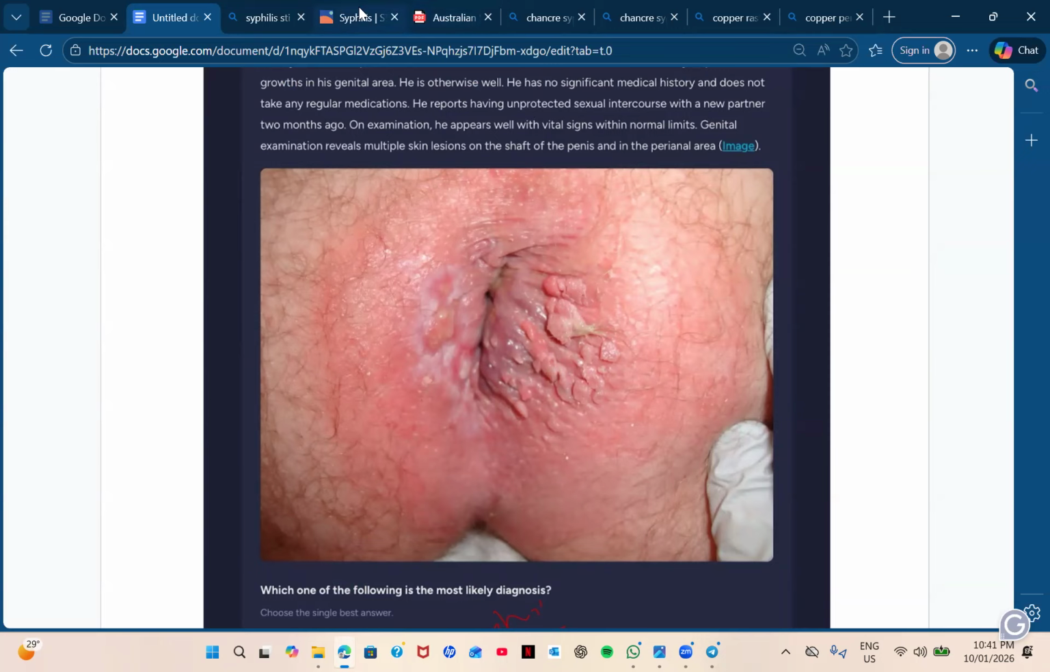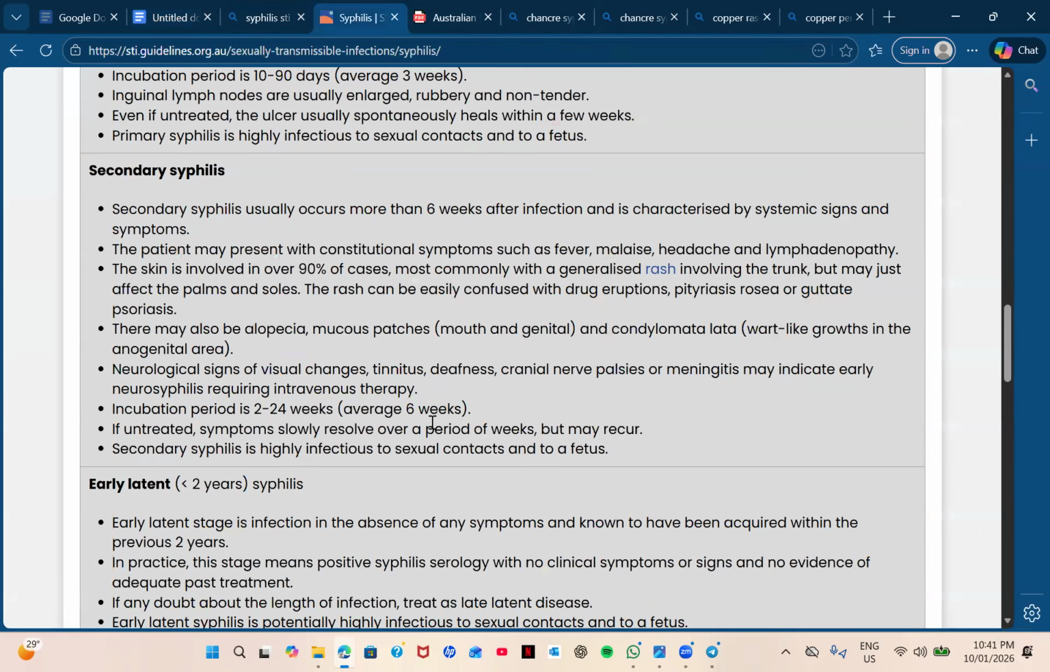Okay, how to remember. We discussed condyloma lata, alopecia, then mucosal patches and genital patches, and copper rash. And we can see the constitutional symptoms as well: fever, malaise, headache, lymphadenopathy. And here we can see neurological signs of visual changes, tinnitus, deafness, cranial nerve palsies, meningitis, which may indicate early neurosyphilis. Okay, and it requires intravenous therapy. It's a complication.